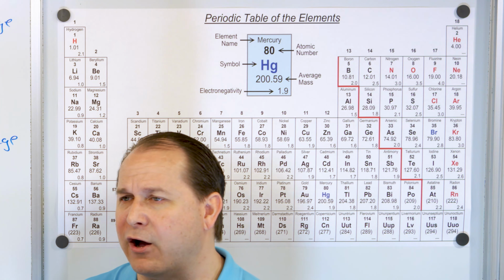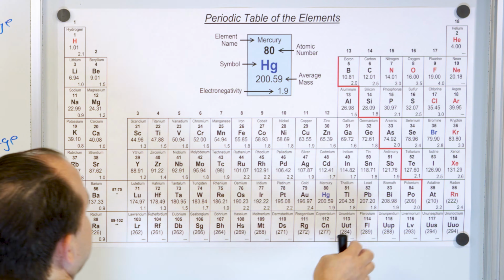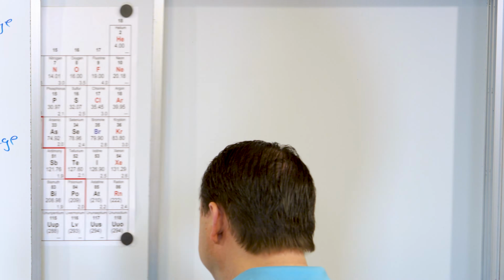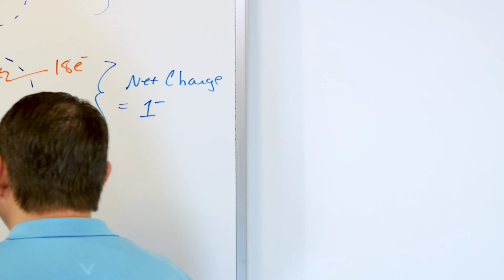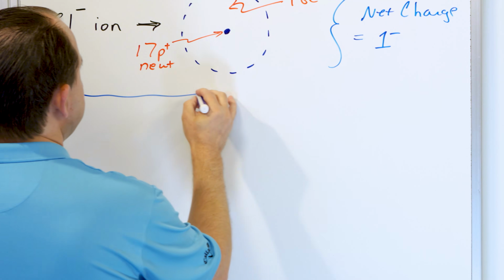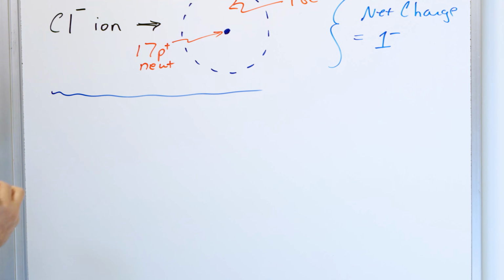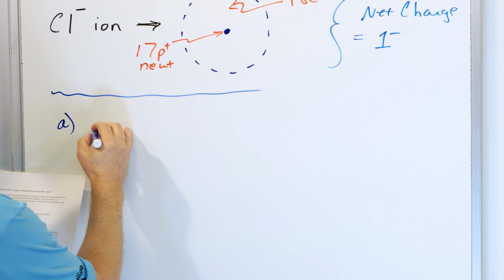All right, so let's solve problem number 1. Let me go to a blank board here. This is not going to take very long. What I'm going to do is write down an ion, and we're going to answer the question, how many protons and electrons do these have? So here we have nickel.